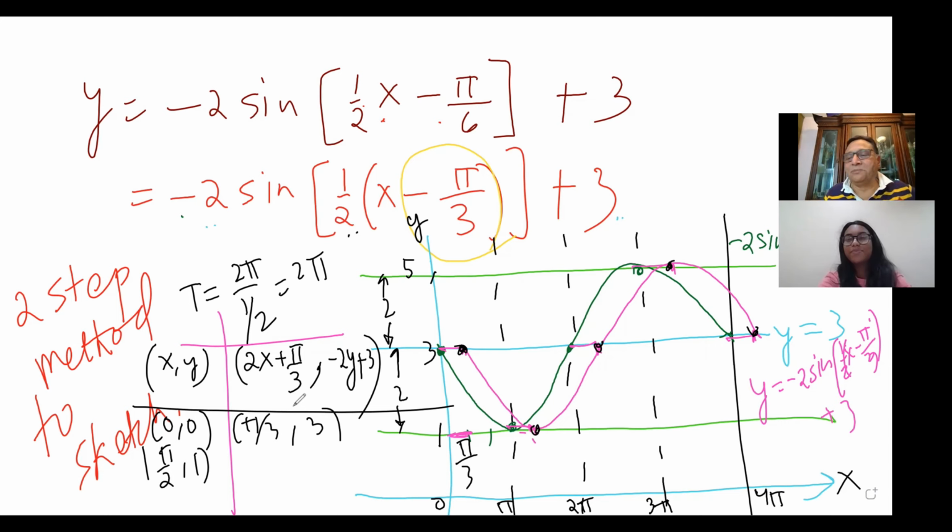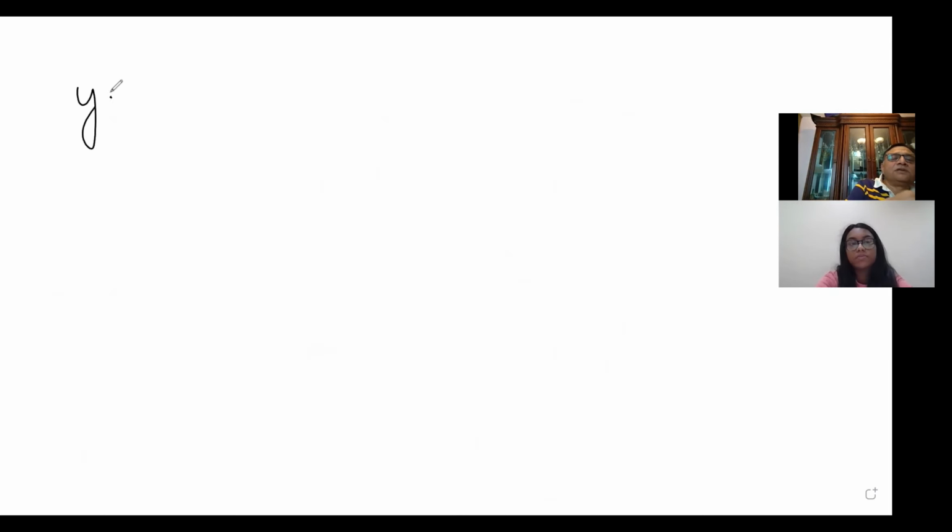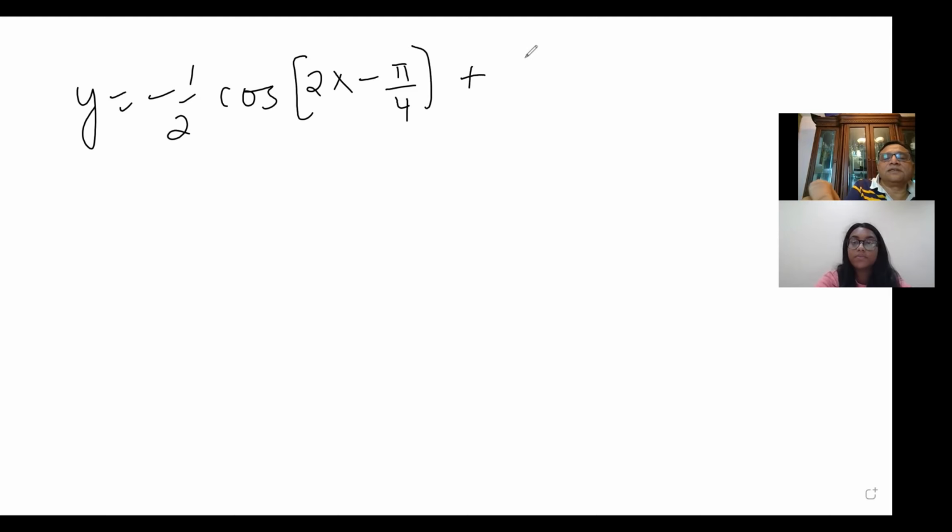Now, as I told you in the beginning, sine and cosine are exactly the same. The only difference is that the cosine starts with a maximum. So let me take one example. y equals minus half cos, let me write 2x, and let me write this as minus pi by, let's say, 4, and then plus, let's say, some value 1. Is it okay? Now tell me, what is the time period for this? 2 pi divided by 2. Yeah, pi.